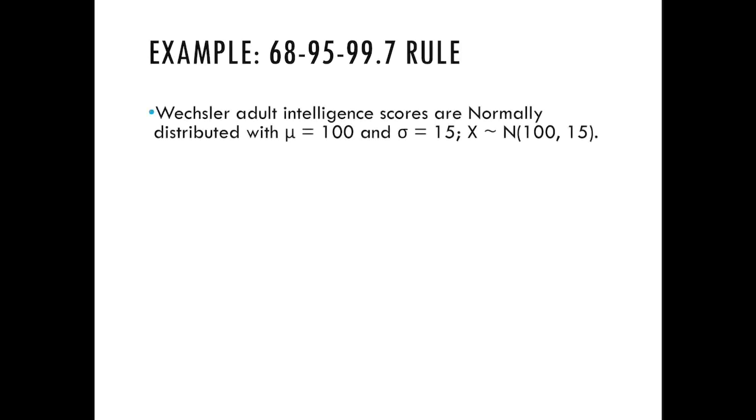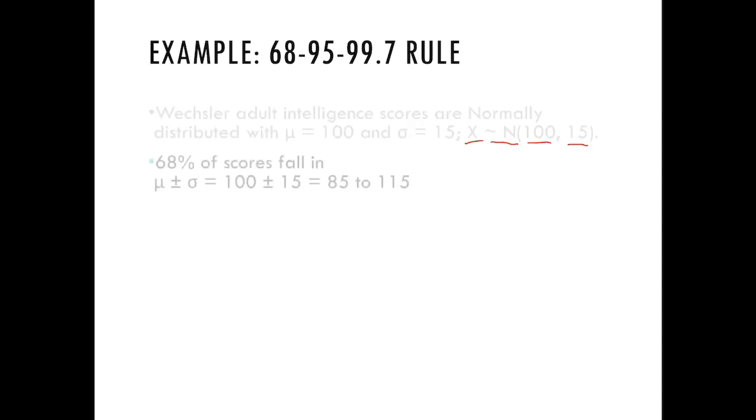So here's an example of using the 68, 95, 99.7 rule. Here we have adult intelligence scores that are normally distributed with a mean of 100 and a standard deviation of 15. You write that as X is distributed as a normal distribution with mu equaling 100, the mean, and a standard deviation of 15, right? So that's a little different from our binomial distributions where there would be a B in front of it, so the N states that it's normally distributed.